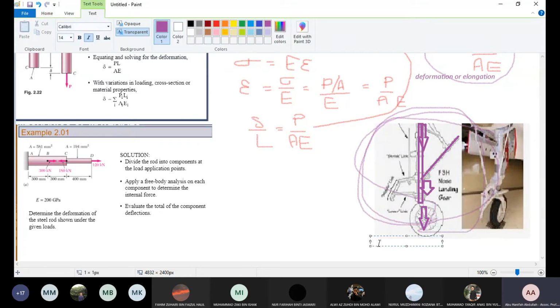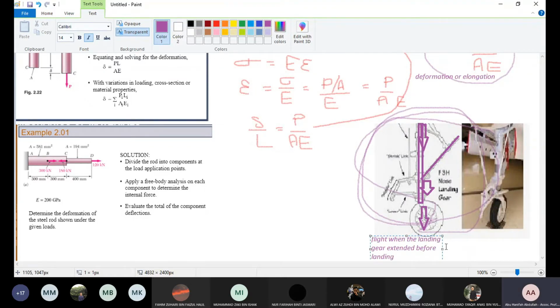a question: how to calculate the stretch of the nose landing gear strap in flight when landing gear extended before landing.